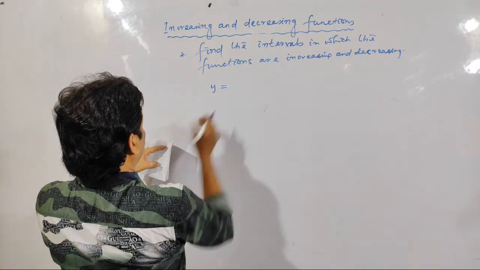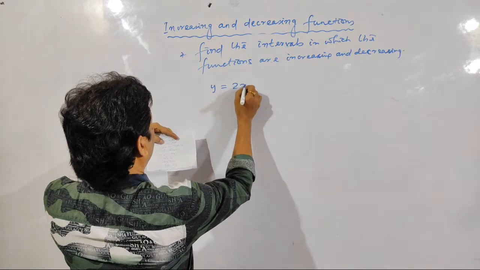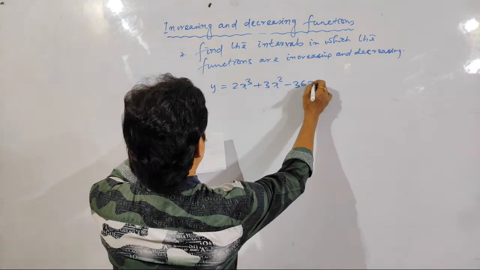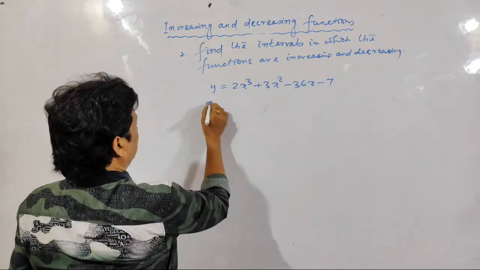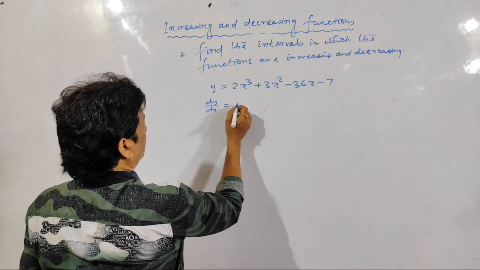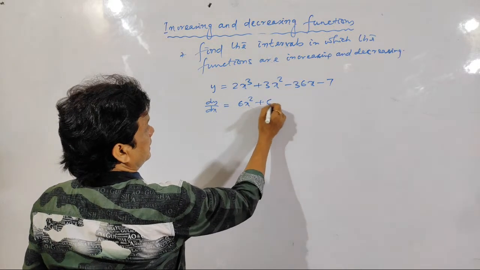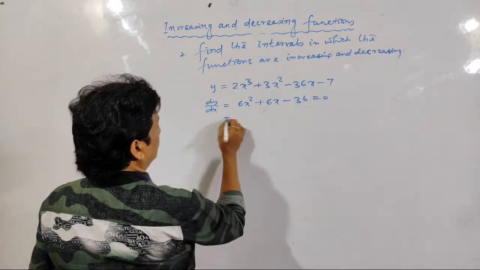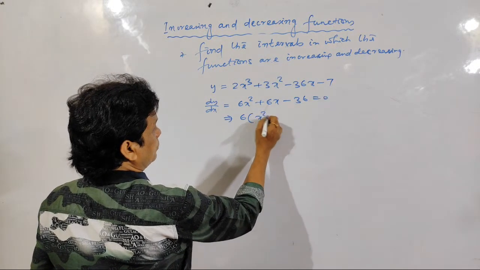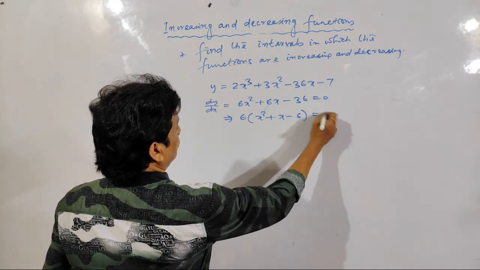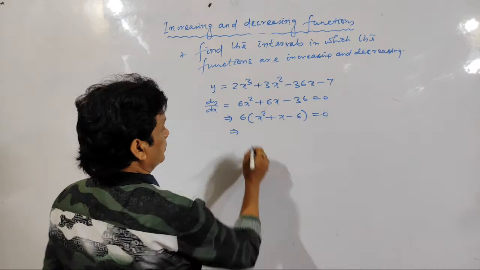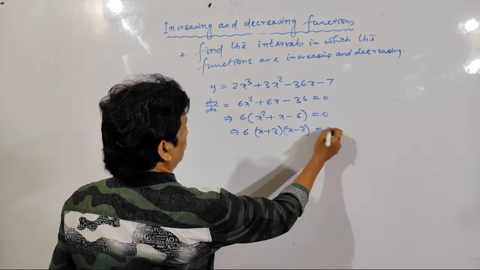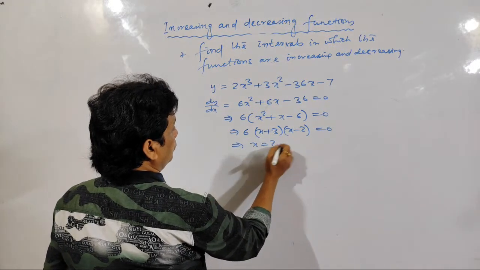Y is equal to 2x cube plus 3x square minus 36x minus 7. So this type of question I have already done. Dy by dx is equal to 6x square plus 6x minus 36. So dy by dx equal to 0. That implies take 6 common, x square plus x minus 6 equal to 0. That means 6 into x plus 3 into x minus 2 equal to 0. So it implies x is equal to 2 and minus 3.